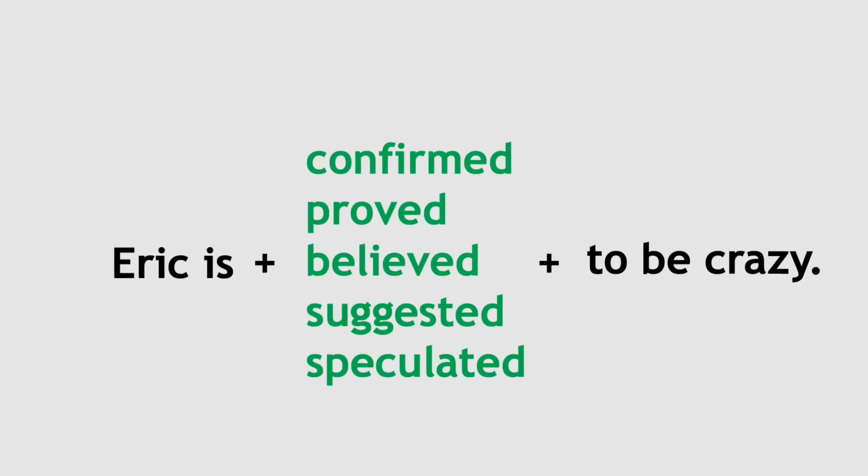Or we can use Erik as the subject of the sentence by saying Erik is confirmed to be crazy. So the same thing for the same effect. So Erik is proved to be crazy, Erik is believed to be crazy, suggested to be crazy. Same structure with the same use of verbs to mean the same modality of different degrees. Okay, from confirmed to high modality to speculated lower modality.